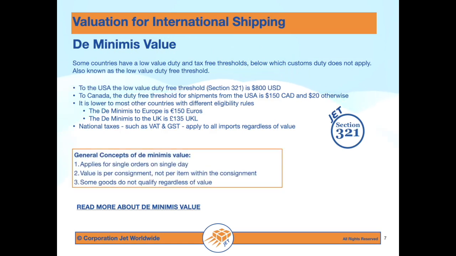Note that the de minimis value applies for single orders on a single day. It's per consignment, not per item within the consignment, and you cannot break down an order into smaller low-value shipments to save duty. Also note that not all goods qualify.